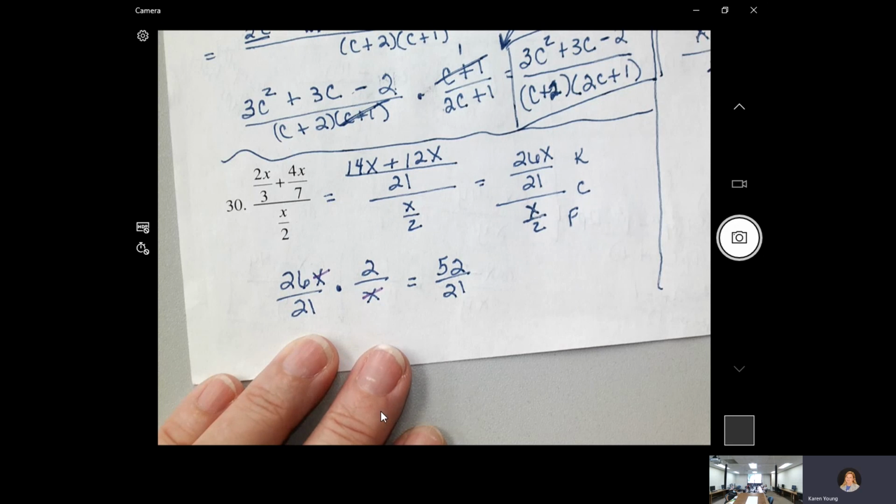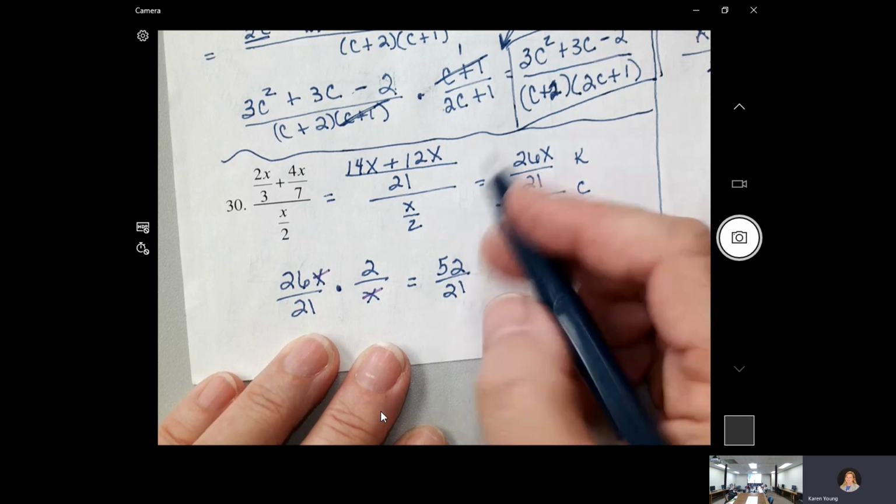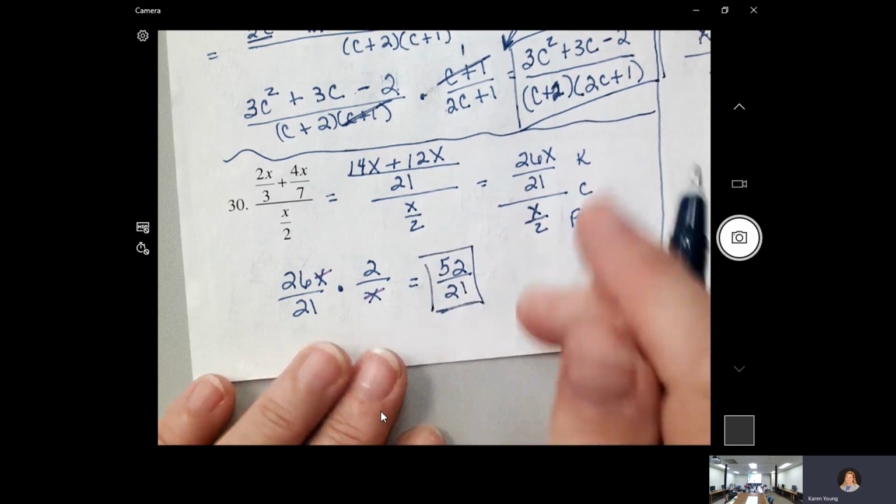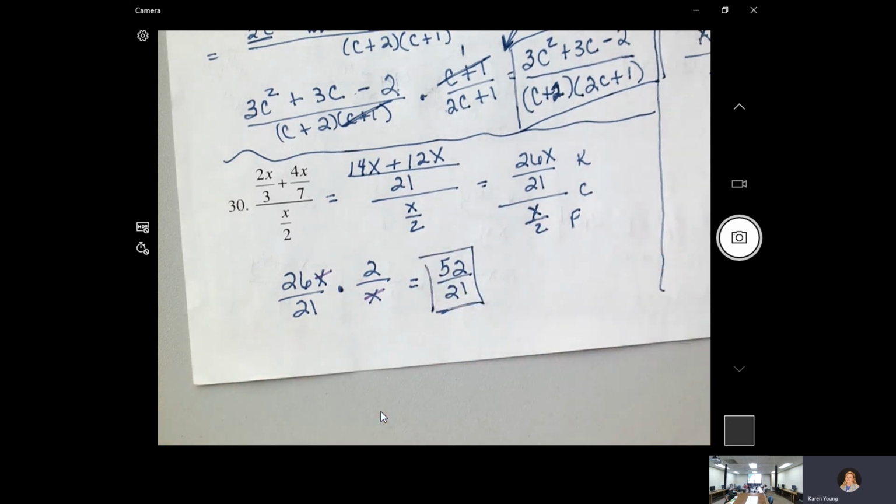Come out to 2? No, I'm sorry, it doesn't. It's a fraction. Yeah, that's what I say. I didn't think so, because 2 times 26 gives me 52. Right, you're right. And 3 doesn't go into it, so, yeah. And I'm going to leave it as improper instead of changing it to mixed.